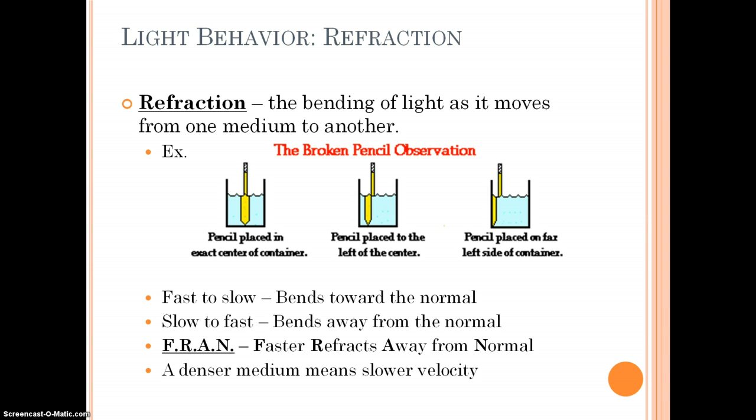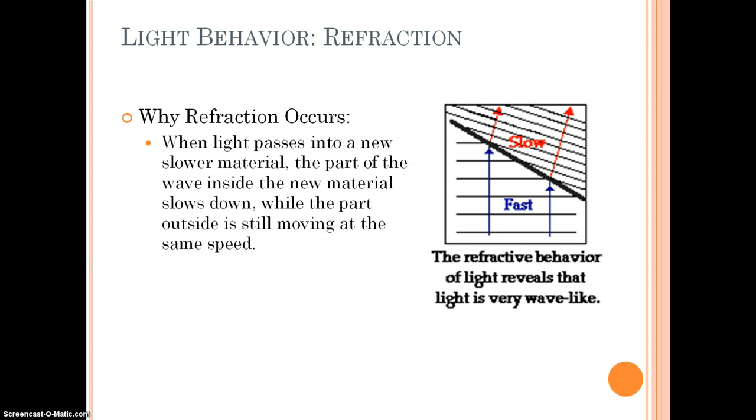And when we look at the different mediums we're talking about, the more dense the medium, the slower the velocity. The fastest medium that light can go through is a vacuum, so outer space. So the more dense the medium is, the slower light travels. Okay, here's why refraction happens.